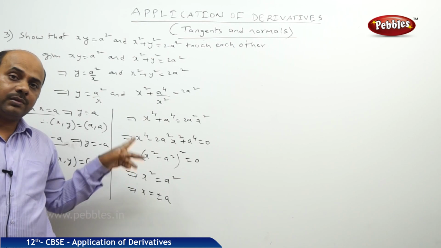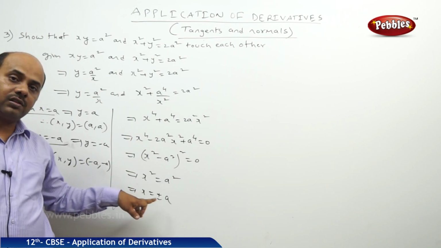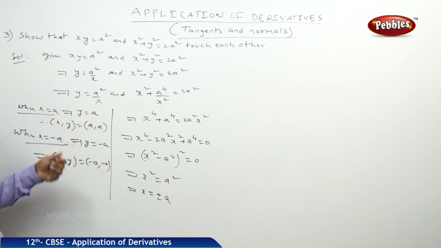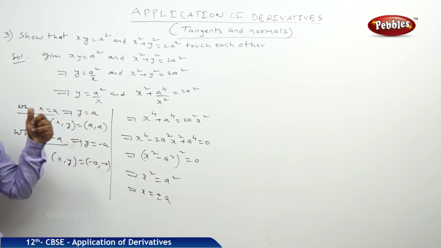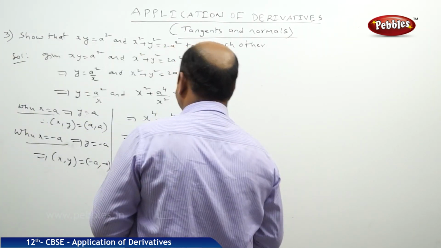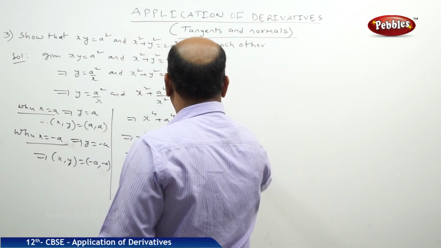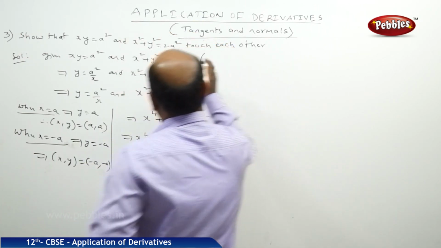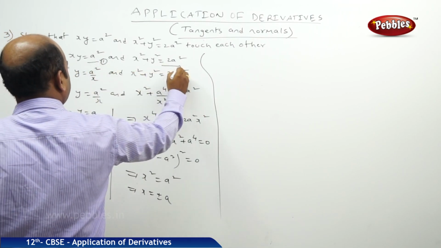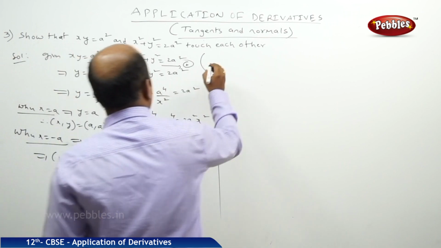It is looking like a minus b whole square. So finally I got x is equal to plus or minus a. I substituted in the given curve, so I got 2 points of intersection. One point of intersection is a comma a, and another point of intersection is minus a comma minus a. Now what I will be doing means, I will call this as 1 and I will call this as 2.